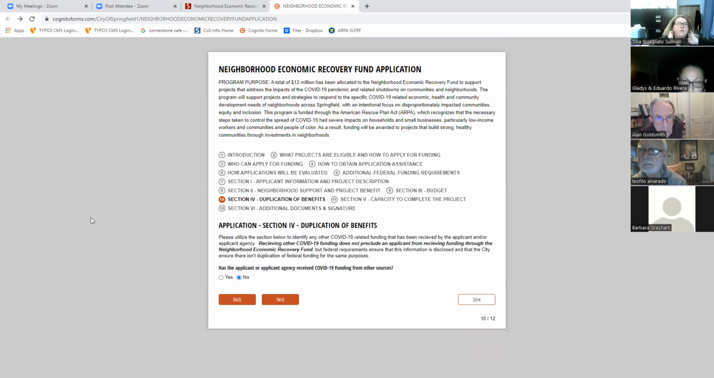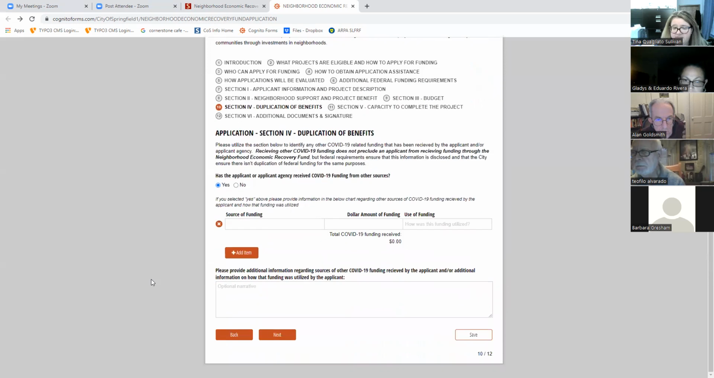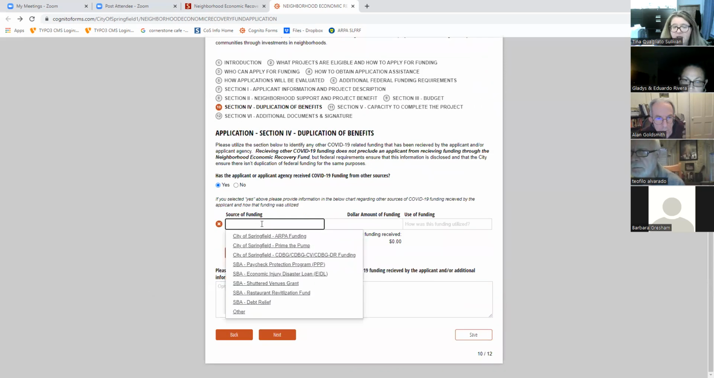So the federal government prohibits us basically from double funding anyone for any particular need, right? So we're going to ask you, have you received COVID-19 funding from any other source? There's sort of a drop-down menu here where we tried to plug in some of the most likely duplication of funding sources that folks might have experienced.